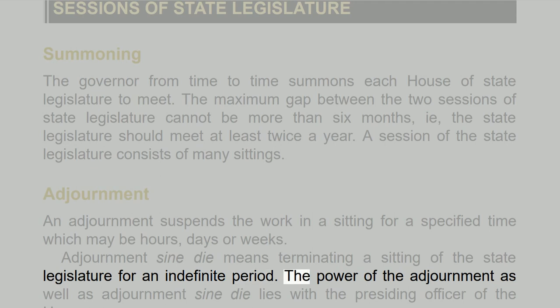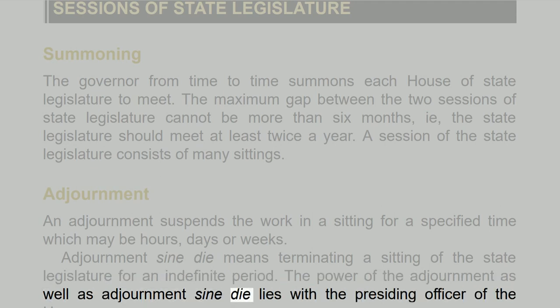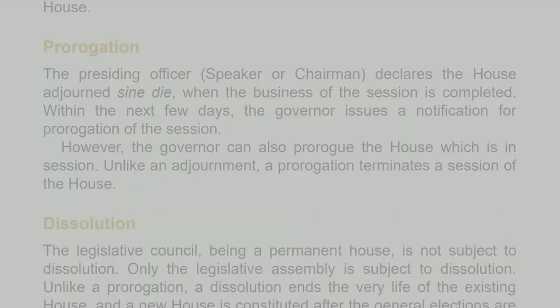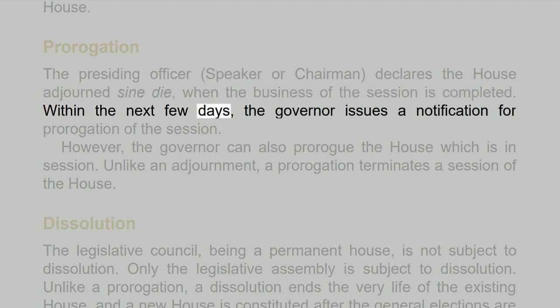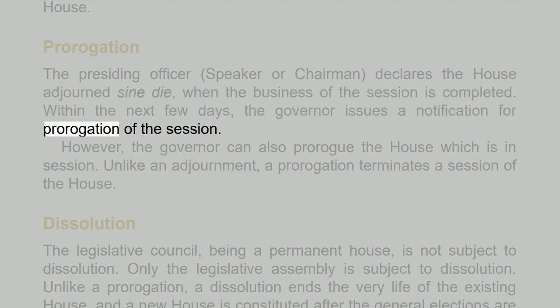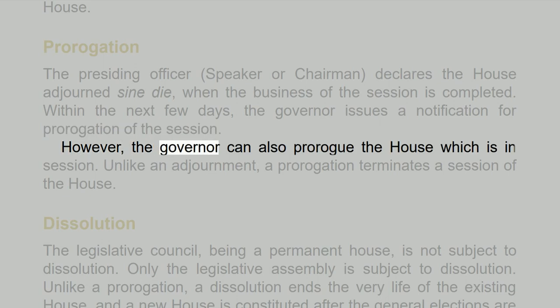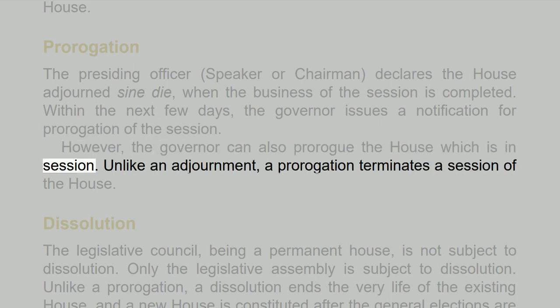The power of the adjournment as well as adjournment sine die lies with the presiding officer of the House. Prorogation. The presiding officer, Speaker or Chairman, declares the House adjourned sine die when the business of the session is completed. Within the next few days, the Governor issues a notification for prorogation of the session. However, the Governor can also prorogue the House which is in session. Unlike an adjournment, a prorogation terminates a session of the House.